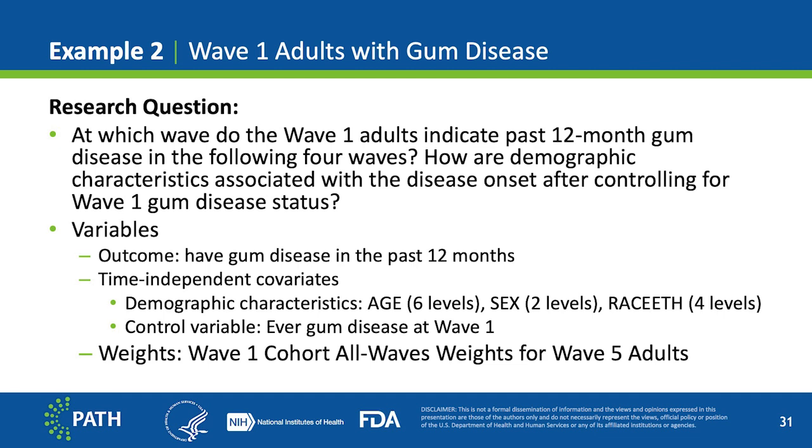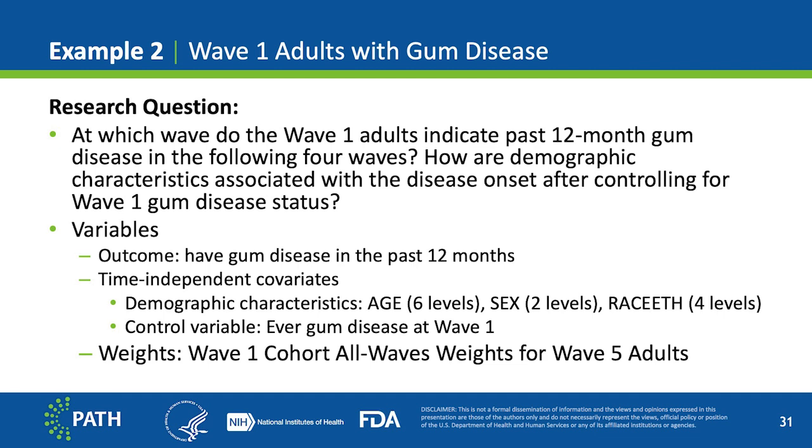After controlling for the wave 1 gum disease status, we will see there are several layers of information we need to incorporate into our model. The outcome of interest is whether they report gum disease in the past 12 months. For the covariates, we will stick with age, 6 options, sex, 2 options, and race and ethnicity, 4 options, as they are all time independent.